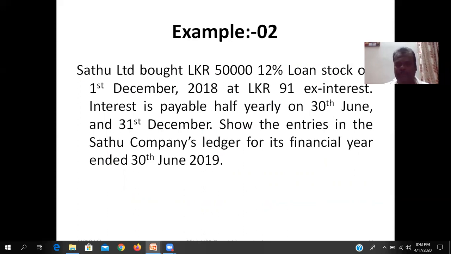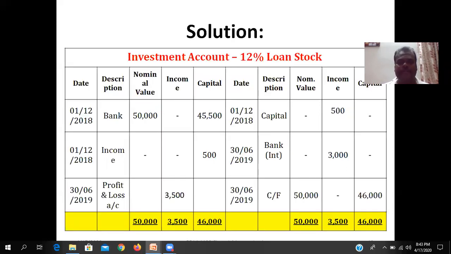How do we compute? So nominal value is 50,000. So 50,000 into 12%, 12 upon 100. Then we had to compute the interest for 1 month into 1 upon 12. So we will have 500. What is that? The investment value, the capital value was reduced by this interest. So that is what we should do. That 500 should be debited to the capital column and credited to the income column. So then you can see this solution.